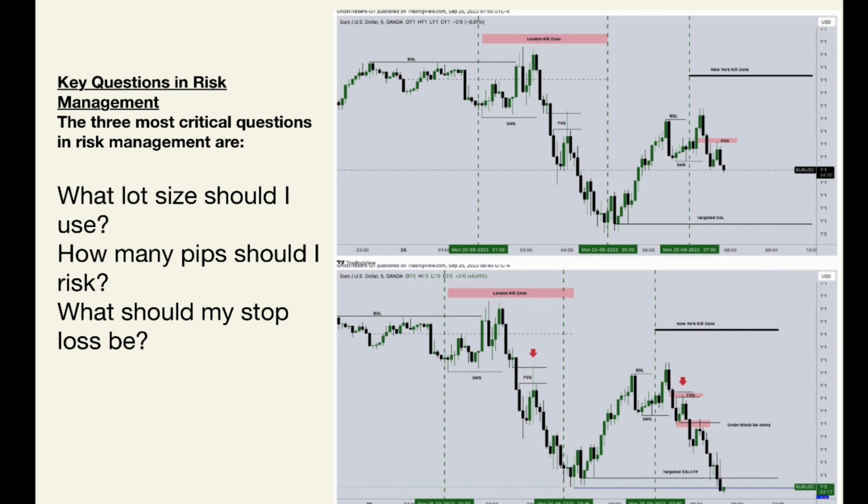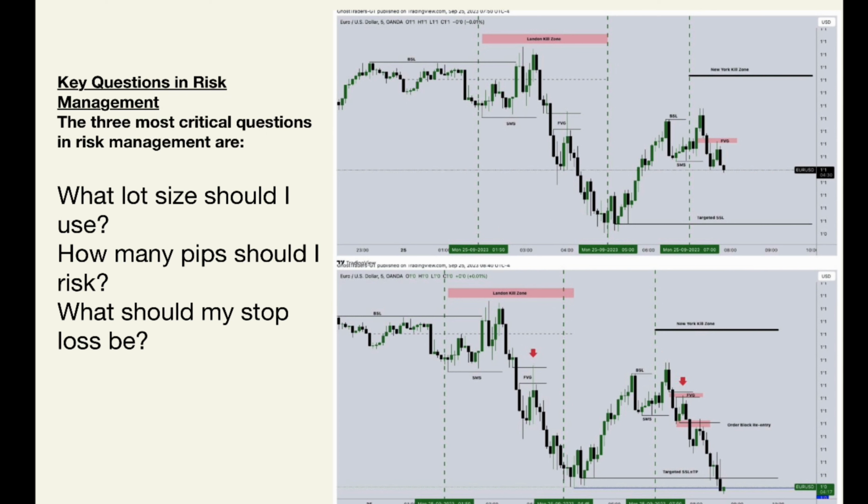And also we have different pip values, okay? So different pairs have different pip values. That means your lot size will either increase or decrease based on the pairs that you are trading. So Euro USD, for an example, and the pound US dollar, for an example, they do not have the same pip value. Even if you go to gold and compare it with the pound US dollar, you can see that they don't have the same pip value.